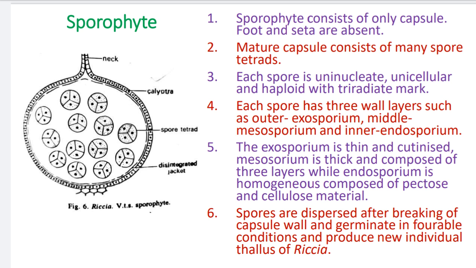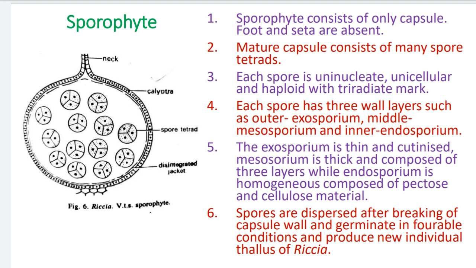Number 2. The mature capsule consists of many spore tetrads. Tetrad means that in the young condition, spores are present in a union of 4 spores. When 4 spores are joined with each other, that is the tetrad condition. So many spore tetrads means unions of 4 cells are present in the capsule. The capsule is also called the sporangium.